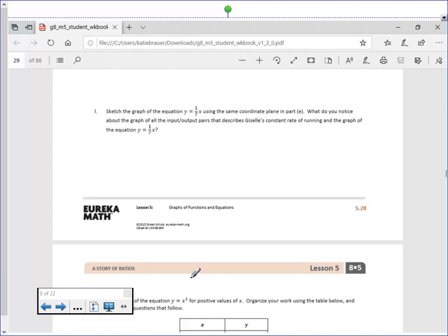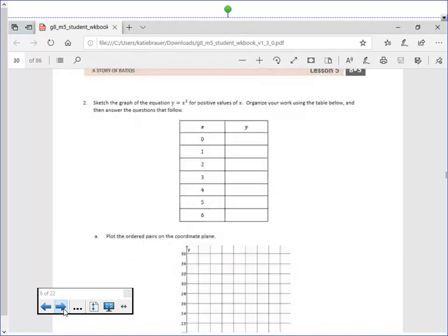It says sketch the graph of this equation using the same coordinate plane in part E. What do you notice about the graph of all the input and output pairs? We're going to skip that. Moving on. Okay, we have a new equation here.